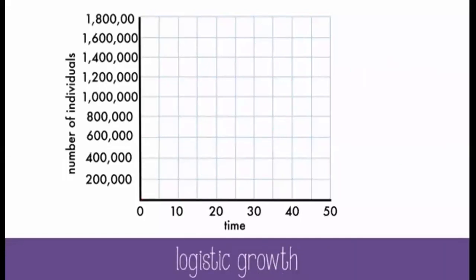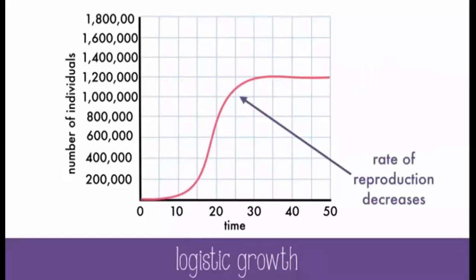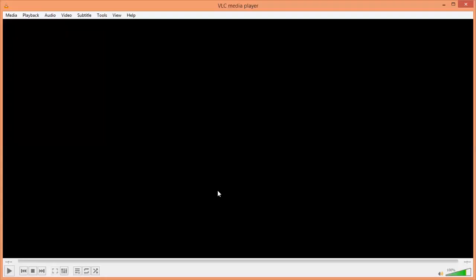But the reality is that at some point, space and resources will run out. As the size of a population increases, the rate of reproduction will actually decrease. When the population reaches carrying capacity, the population growth ceases and you see a flattened line. Carrying capacity is determined by limiting factors like space, food availability, and predators. This logistic growth curve looks like an S that's been stretched out.